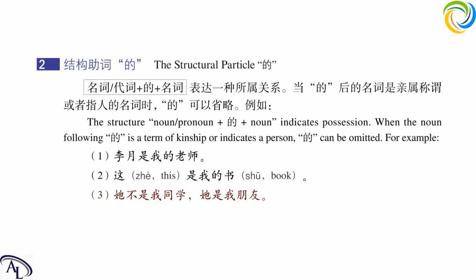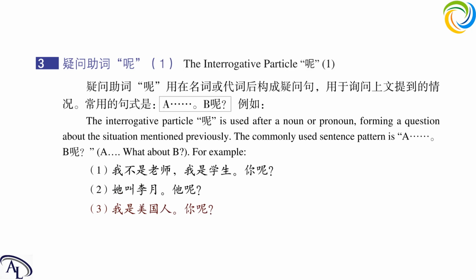It is enough. So when you want to say my mother, you can just say 我妈妈. You don't need to say 我的妈妈. It is the same for the other kinship terms in your family. This is the structural particle 的. Now let's move on to the next one. It is the interrogative particle 呢. It is usually used at the end of a question, to ask a question about something mentioned before.